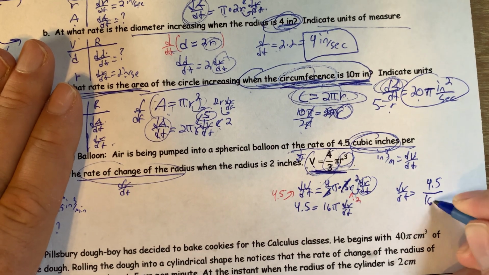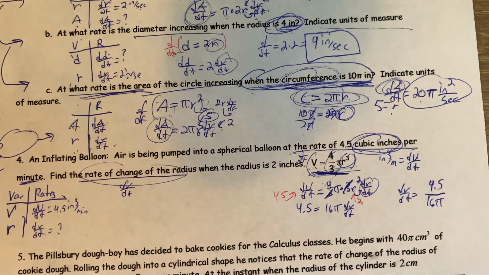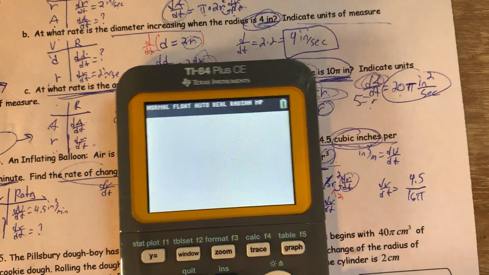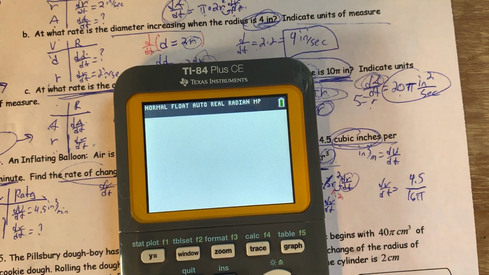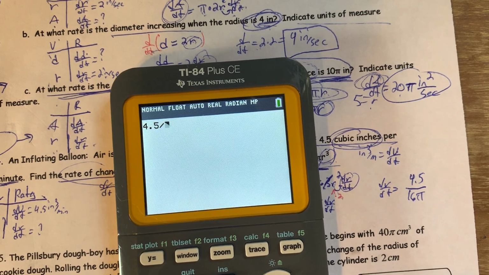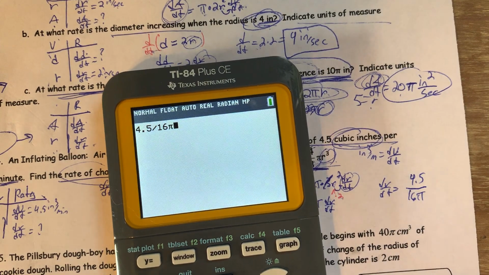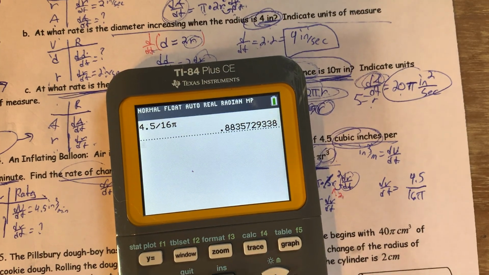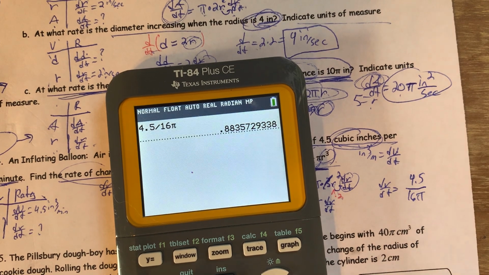4.5 over 16 pi. Now, guys, I gotta tell you, I see on tests and quizzes a lot, kids will mess this up if they try to convert it to a decimal. They'll be like this, 4.5 divided by 16 pi. And this will give them the wrong answer. This is not correct. And I hope you can tell what is wrong here. What isn't right about how I entered this into the parentheses?